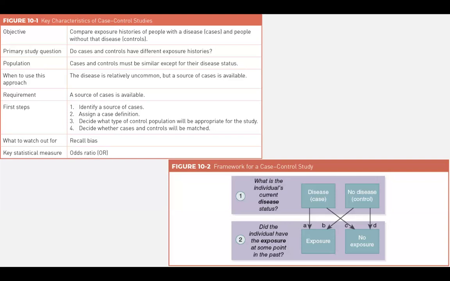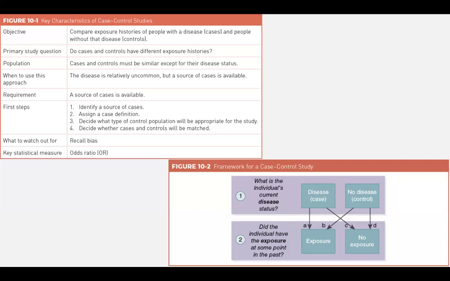What do we watch out for? Recall bias. Because what if I'm asking you, have you ever come across environmental exposure XYZ? Well, that's a little bit tricky if I'm asking people to remember. Maybe I have no idea whether I've come across this environmental chemical, or maybe I think I definitely have when I really haven't, but I've just been hearing so much about it in the news that I think, well, I must have. So this is good to use when the disease is relatively uncommon, because we want to narrow things down a little bit. We're going to use odds ratio here.